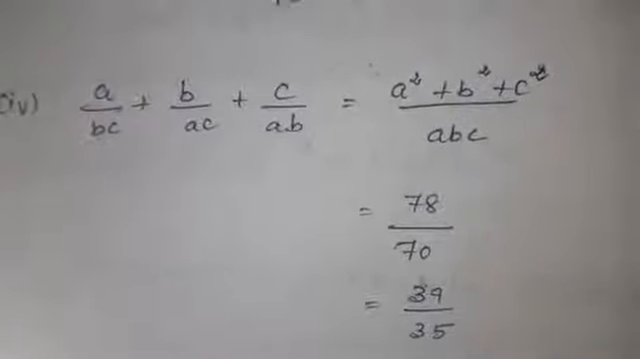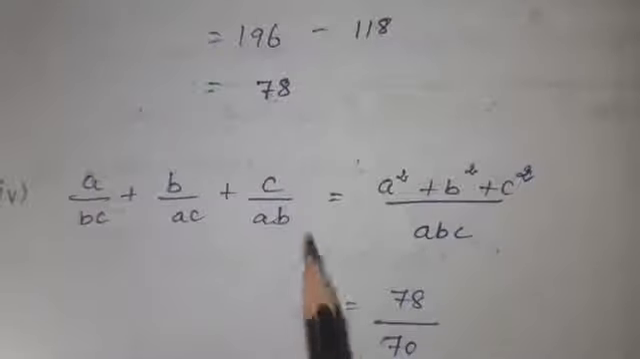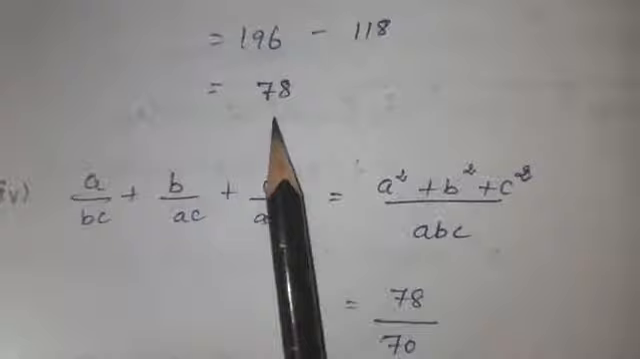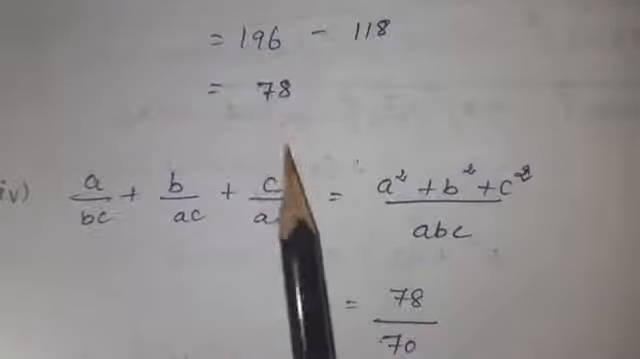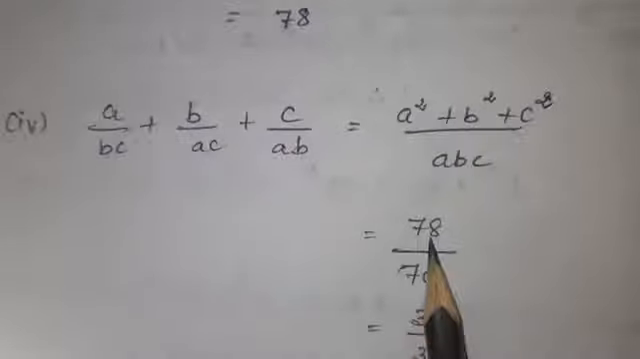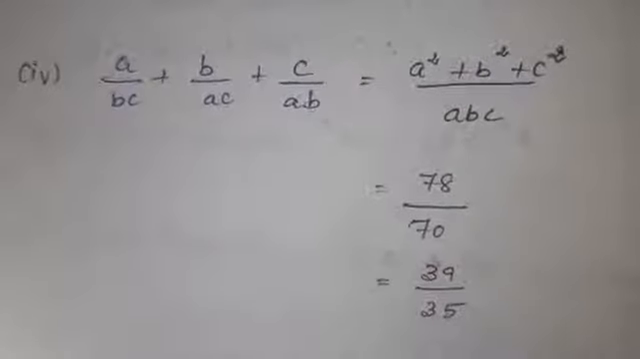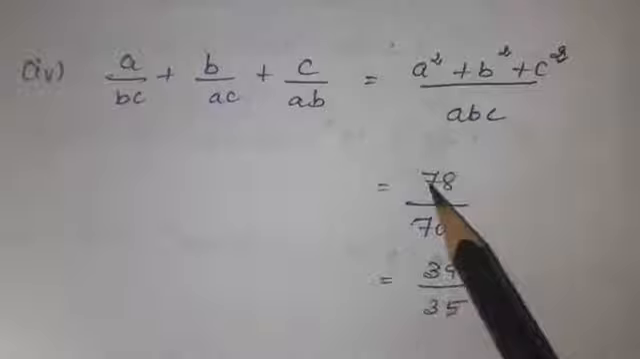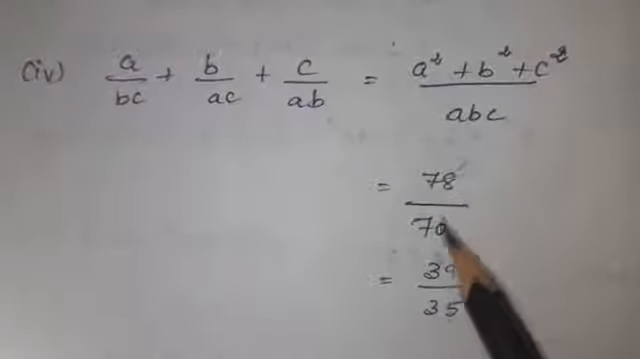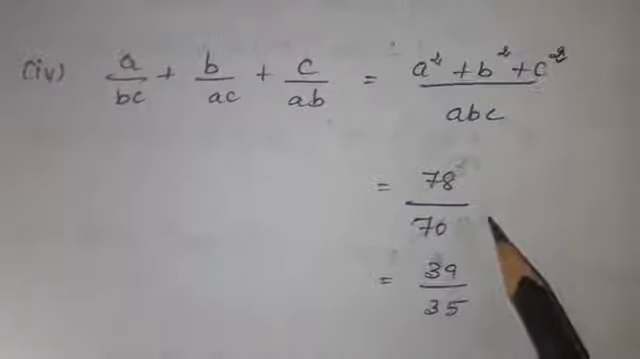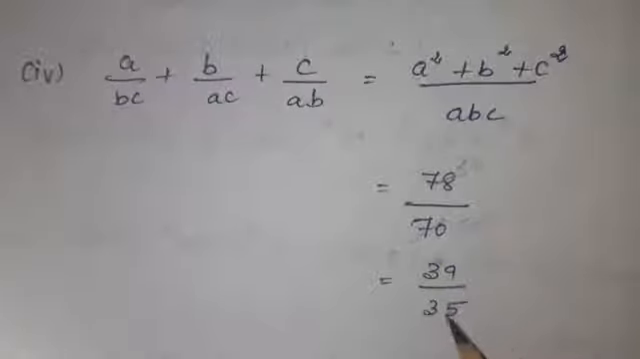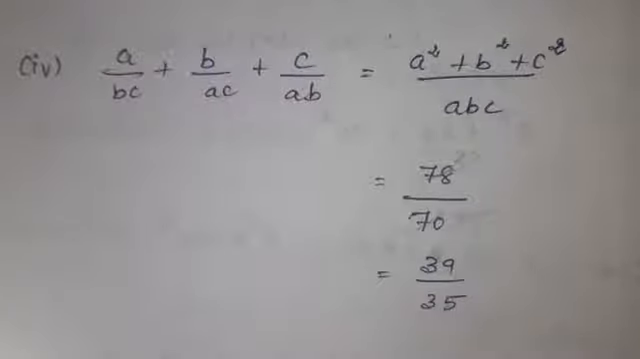We know the third question was a square plus b square plus c square, and that answer is 78. So I am substituting here 78 divided by the ABC value, which is 70. When you cancel by 2, 78 becomes 39, and 70 becomes 35. So the answer is 39 by 35.